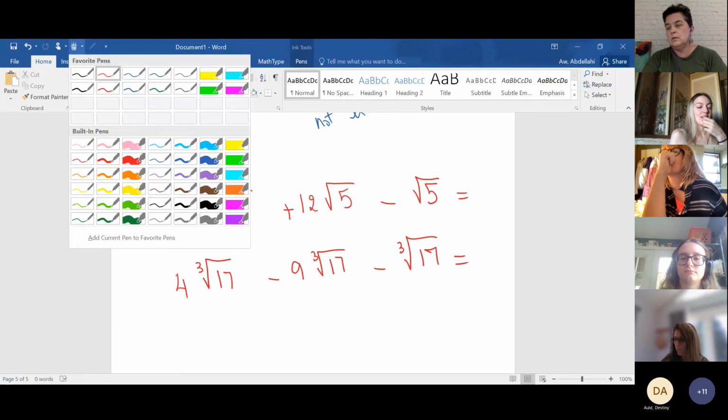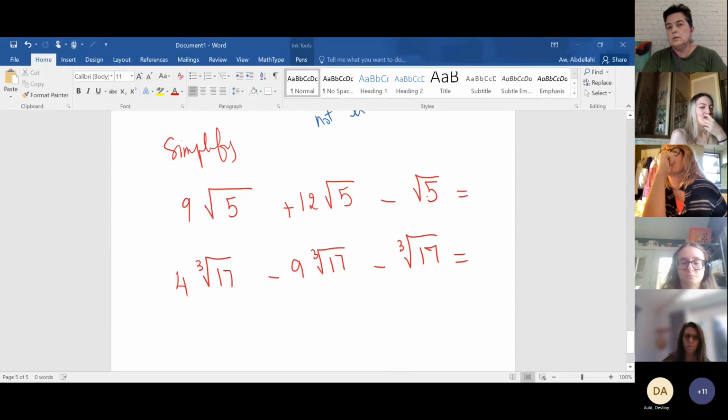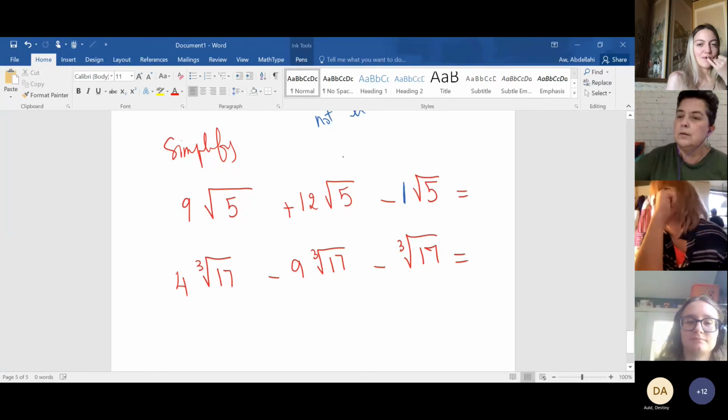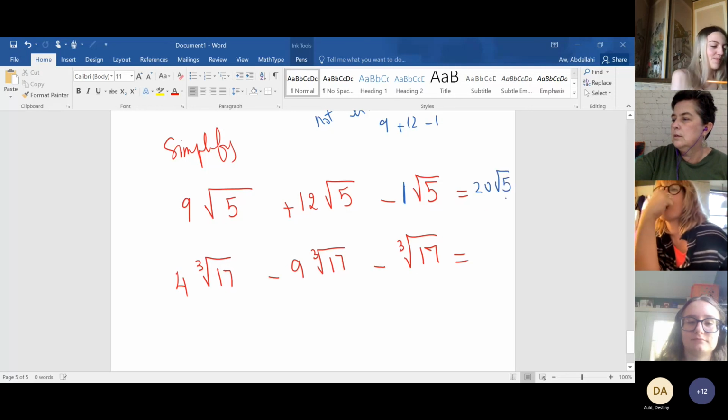I guess you are hesitating because you don't see a number in front of the last one, right? But if you don't see a number, what number is supposed to be there? 1, right? So what numbers are you going to put together? You're going to do 9 plus 12 minus 1, which is what? 20.